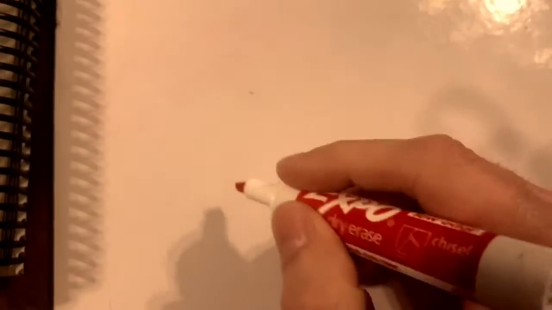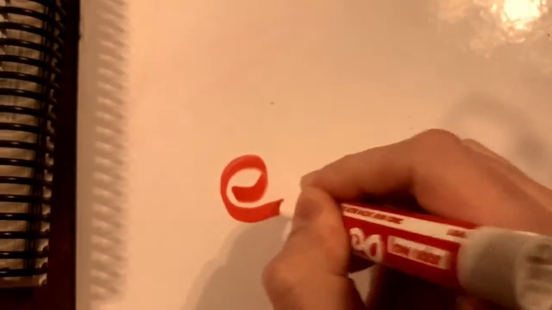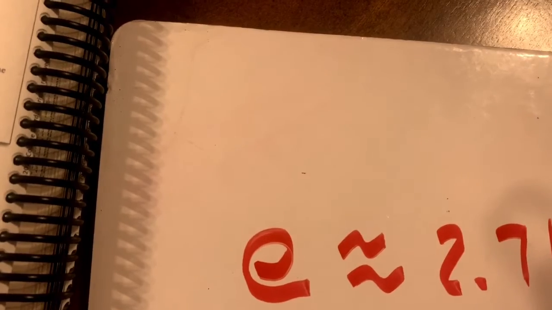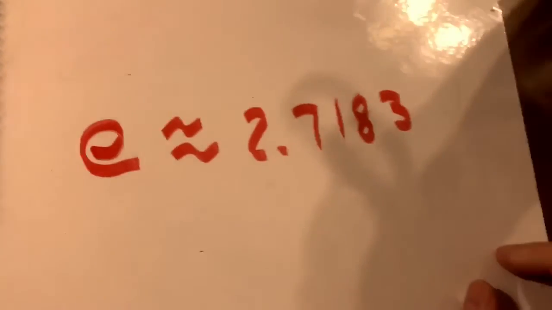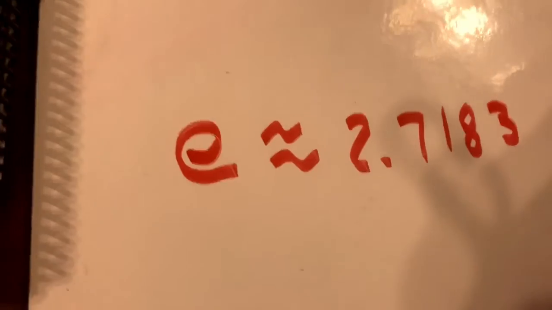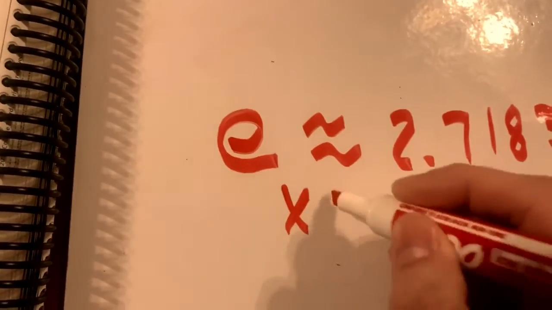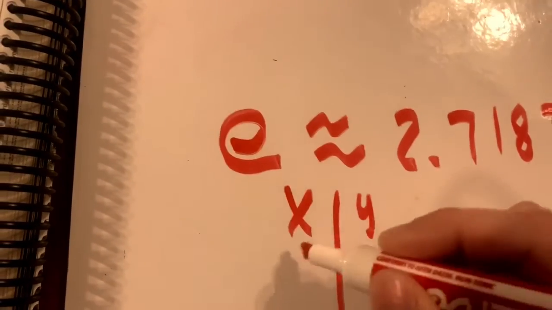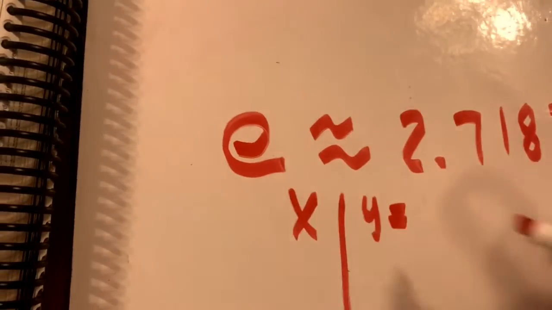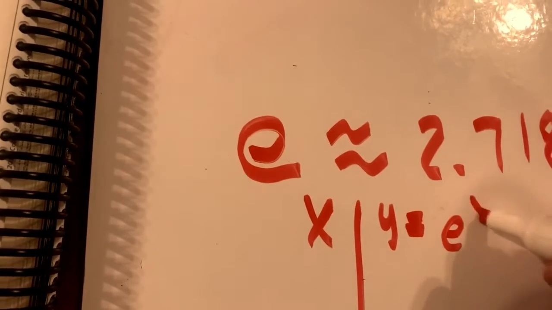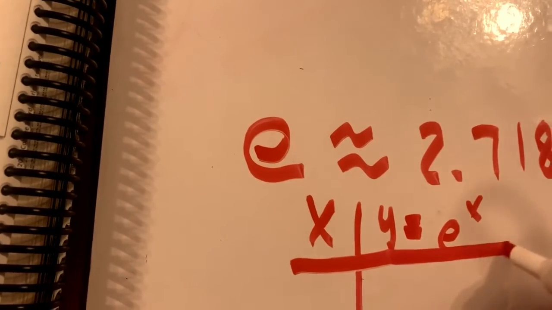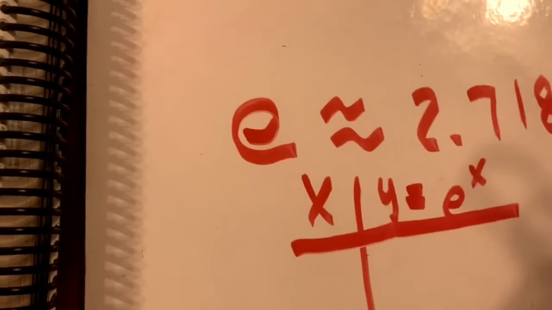All right, here's my makeshift whiteboard for us. So we now have this thing we are calling e, and e is approximately 2.7183. Now, what we're going to do real quick here is make a little table of x's and y, but our y is going to be e to the x power. So e is our base.